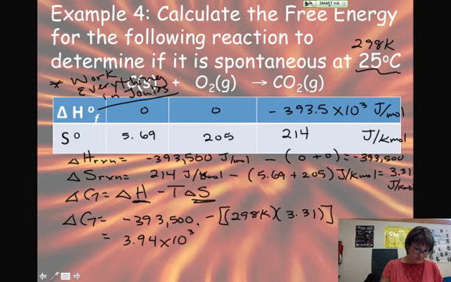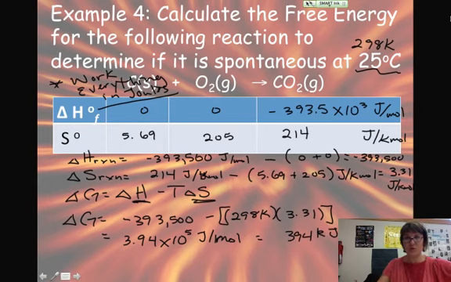No, sixth. Yeah. No, 5. I can't count. It was 394,000, so 10 to the 5th joules. The Kelvins cancel, so joules per mole, which is equal to 394 kilojoules per mole.